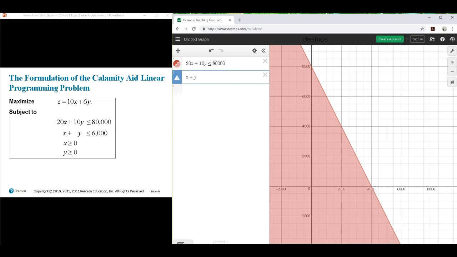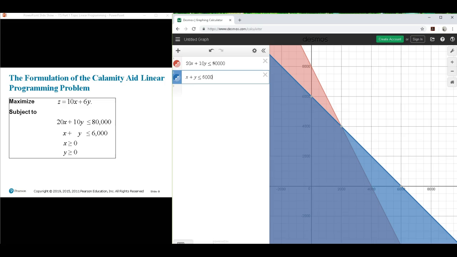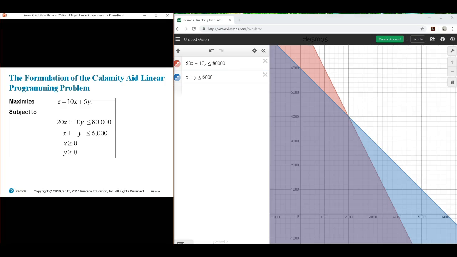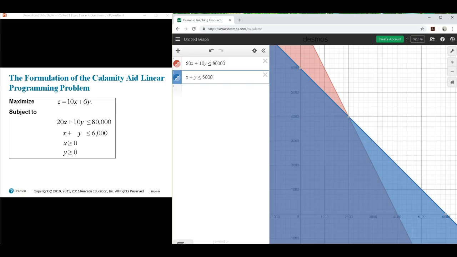Again, from the equation, you can see right away that the x-intercept and the y-intercept are both going to be 6,000. Now, where does the blue and the red intersect here? Let me use the green one. They intersect right here. And everything inside.